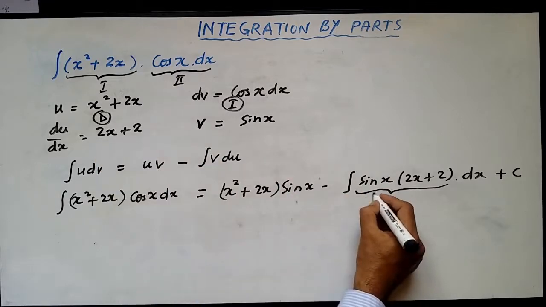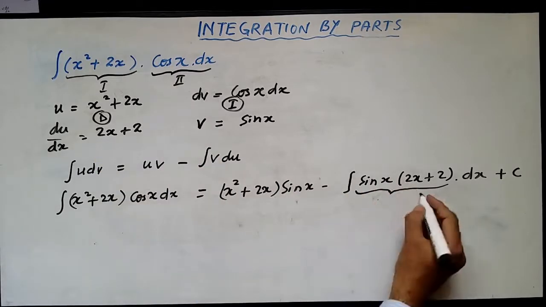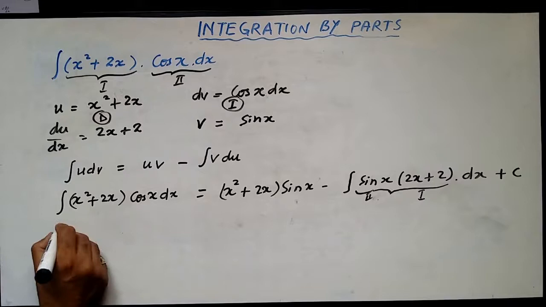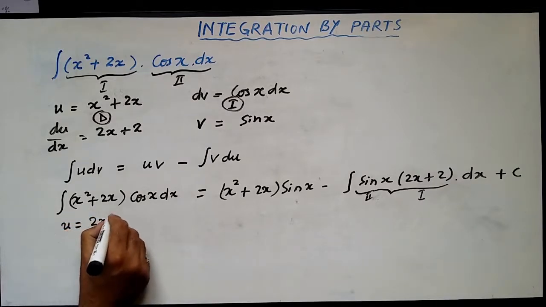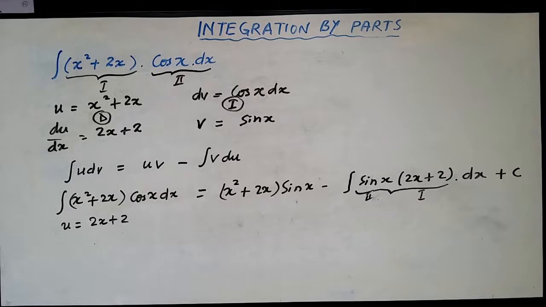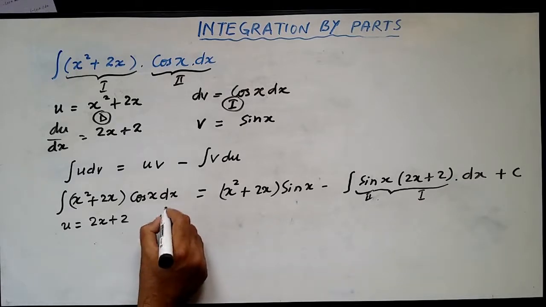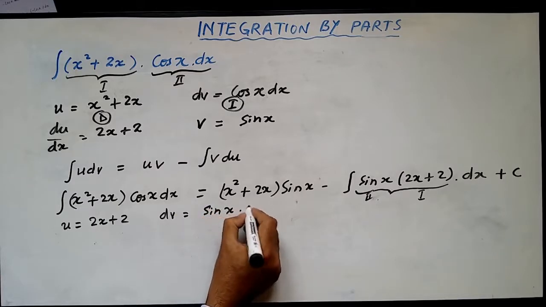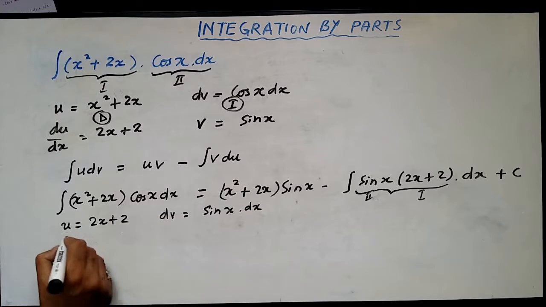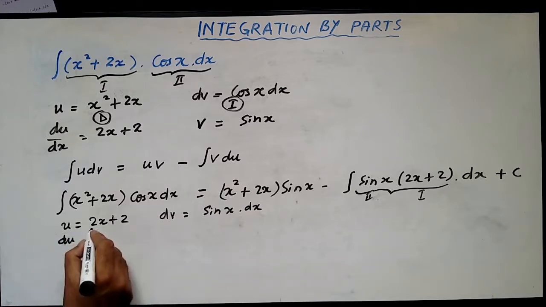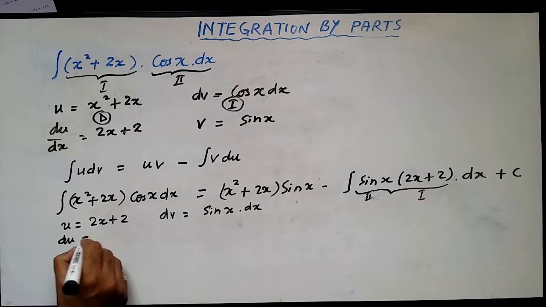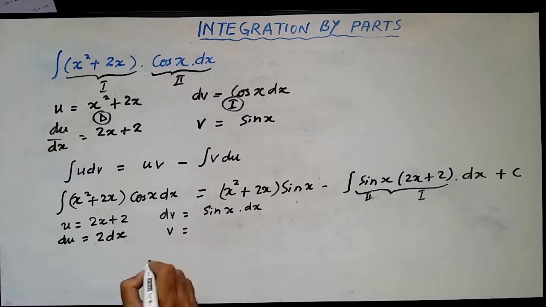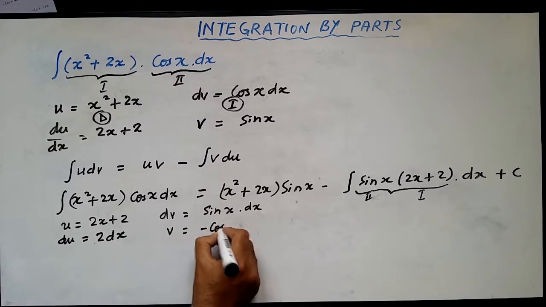So again we have to apply the same rule as we did here. I'll take this as the first part and this as the second part. So we get u is equal to 2x plus 2 and dv is equal to sine of x dx. Then du by dx is 2, so du will be equal to 2 dx. Here v is equal to the integration of sine x, which is minus cosine of x.